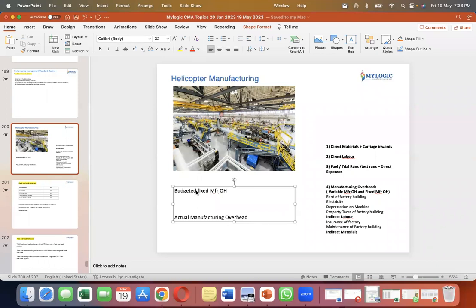How about the interim period? How do we calculate in the interim period? Let's say May 31st, I have to close the books. I need fixed manufacturing overhead. What will I do? I have to close the books, correct? I cannot ignore this also. How can I do it? On the basis of progress. Okay.